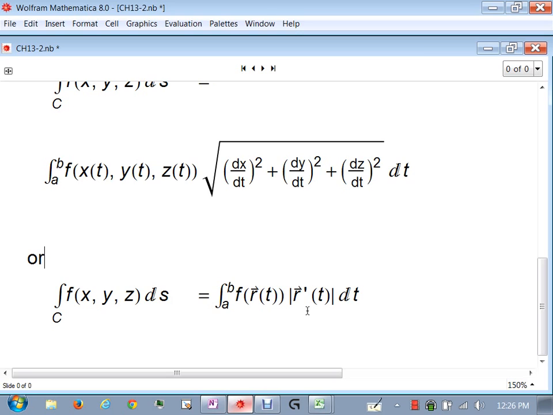So this is a really, really cool notation for a line integral in space, and now it has to deal with vector functions. It has a scalar function, f, in here, but your parametric curve is now a vector function instead of the parametric idea. And then dt, don't forget the dt at the end.